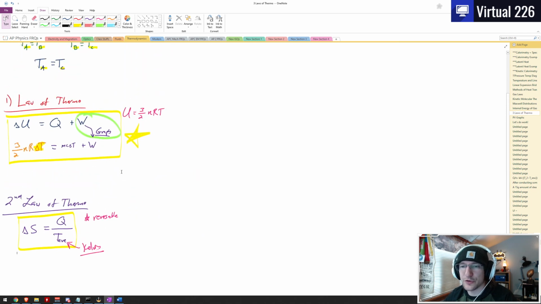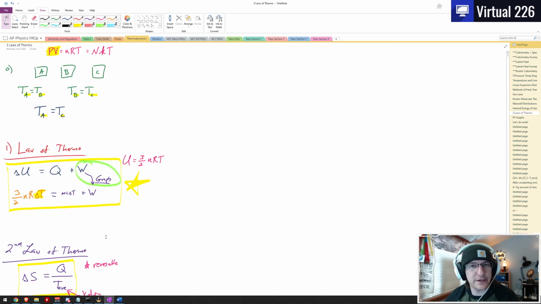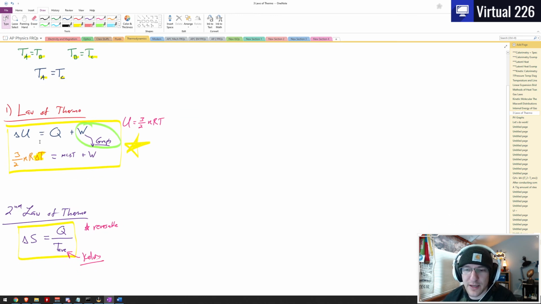So there we have it. Those are the 3 laws of thermodynamics, 0, 1, and 2, kind of named like an array. We've got a transitive property, just mapping temperatures. The first law of thermodynamics, delta U equals Q plus W, which is the big deal of the day. And then our second law of thermodynamics, delta S, or some change in entropy, equals Q over T average. And with that, this introduction is complete.